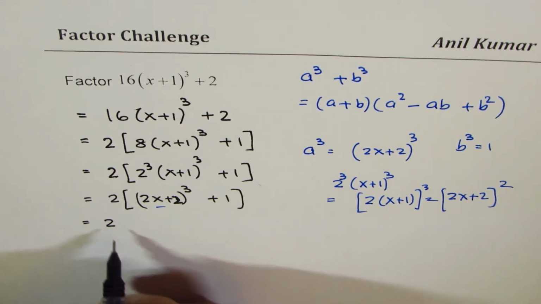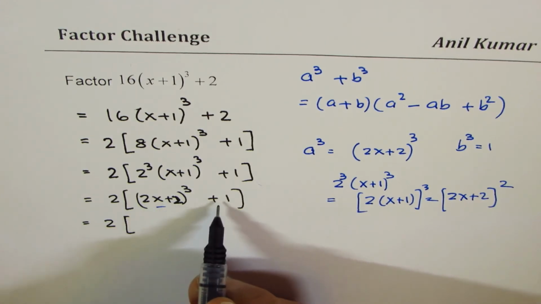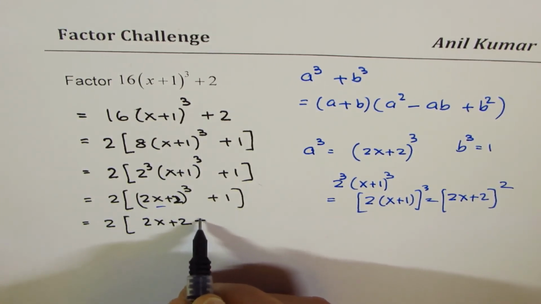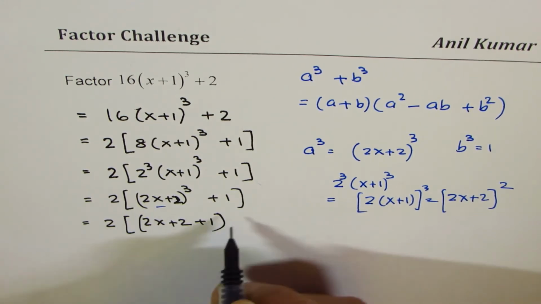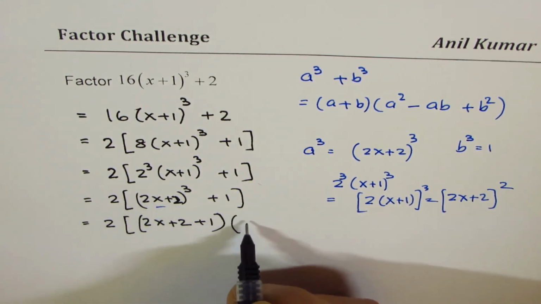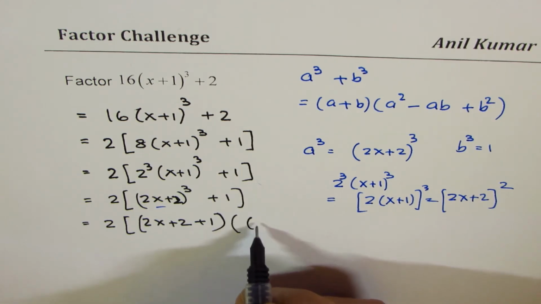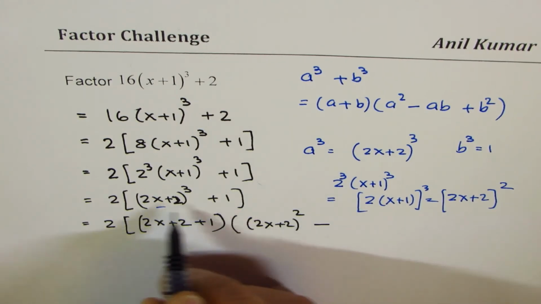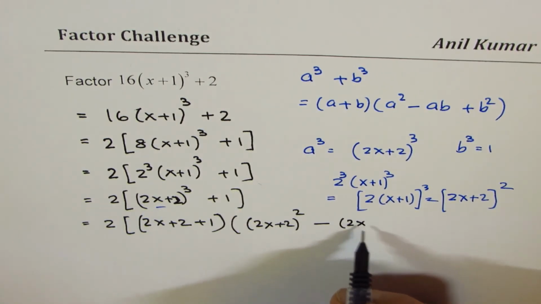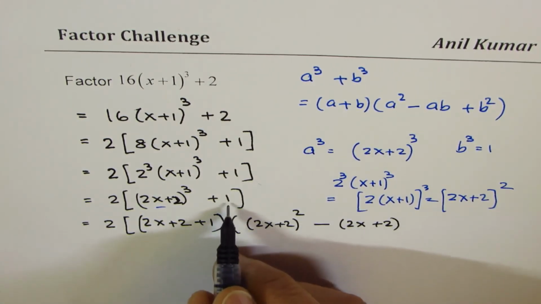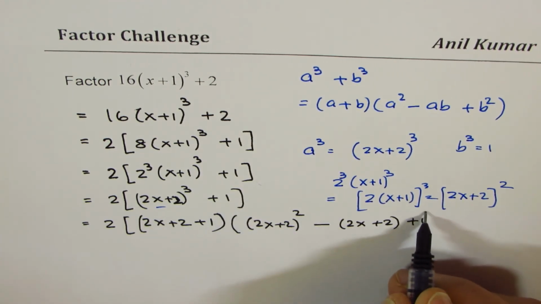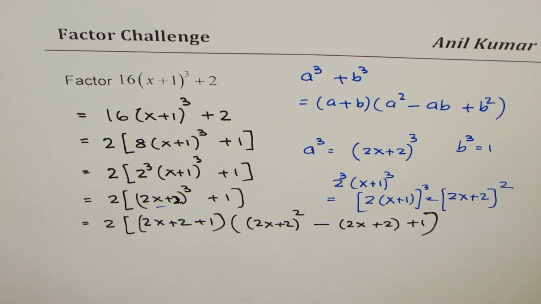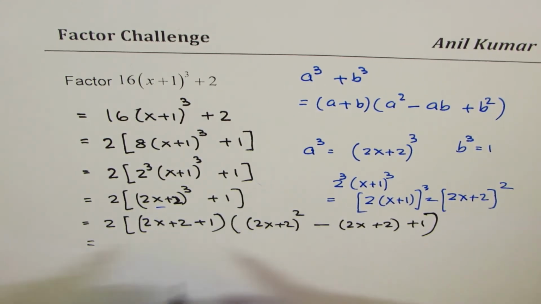We get 2 times (a plus b). So a is 2x plus 2 for us, plus 1. This is the first term times a square. So a square is (2x plus 2) whole square, minus a times b, which is (2x plus 2), and plus b square, which is 1. Okay, so that is how it is. Now we can open and simplify this.